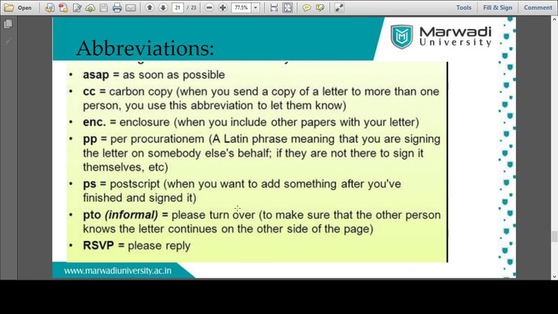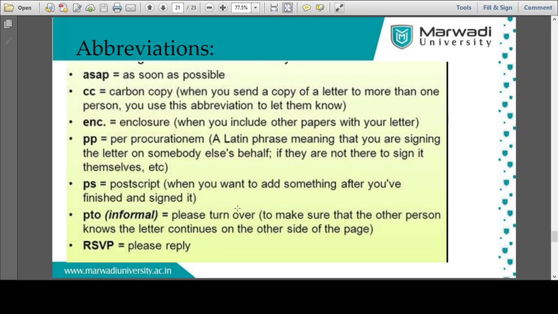At that time we use per procuration, which is the Latin phrase. So it is generally used when a person is not present, and when you are writing the letter on their behalf, you write the PP abbreviation. Now the next one is PS, which means postscript. We use it when we want to add something after we have finished and signed the letter. For example, it happens when you are writing a letter, you miss some information, and the letter has already been drafted and signed.